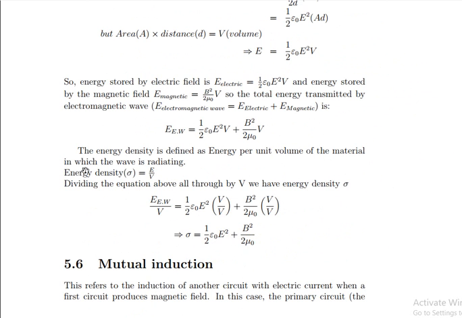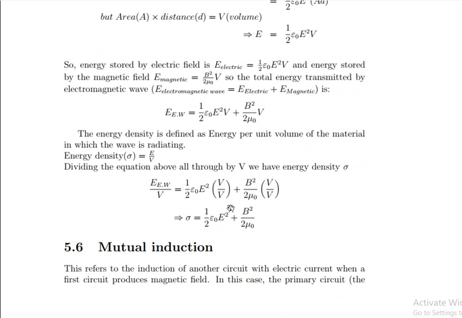So now the energy density is going to be the energy per unit volume. So the energy density sigma is going to be this energy all divided by V. So the energy density of the electromagnetic wave is given as half epsilon 0 E, the electric field strength squared, plus B squared all over 2 mu 0. So now we have visualized the energy of the electromagnetic wave.